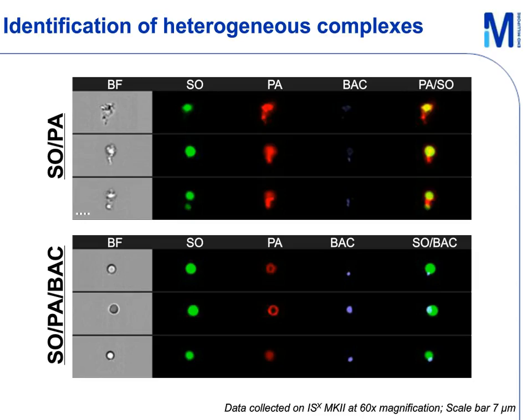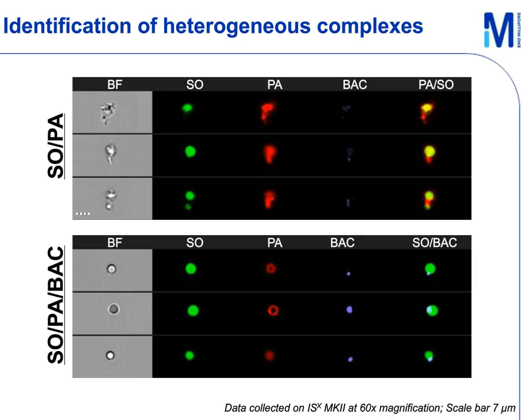To demonstrate this, we performed another simple experiment where we prepared a sample containing all three types of particles, so protein aggregates, silicone oil droplets, and bacteria, and then fluorescently labeled the sample using the staining cocktail. We then collected multispectral imagery using the ImageStream X at 60x magnification, and finally used IDEAS to identify particles that were positive for two or more fluorochromes. Here are representative images for some of the complexes that we found.